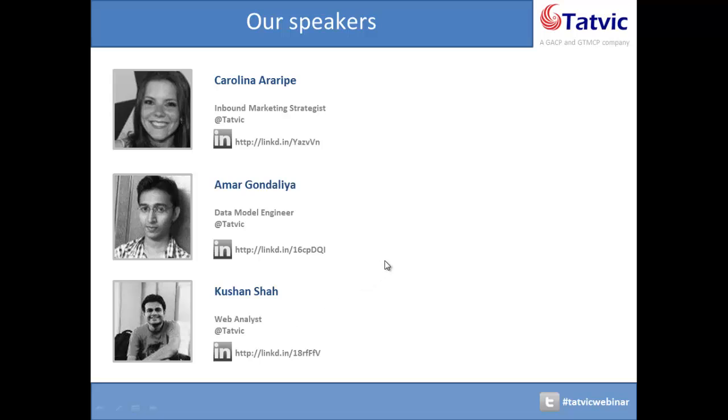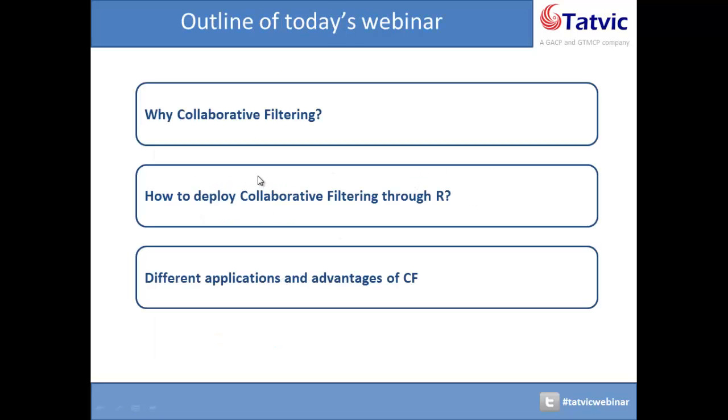So, what are we going to see throughout this webinar that is going to be extremely helpful about collaborative filtering? First, Kushan is going to explain to us why we are here talking about collaborative filtering. Why is it extremely important for e-commerce stores? Then, Amar is going to show us how to deploy collaborative filtering through the usage of R on your e-commerce store. Then, again, Kushan will come to show us the different applications of collaborative filtering and also all its advantages.